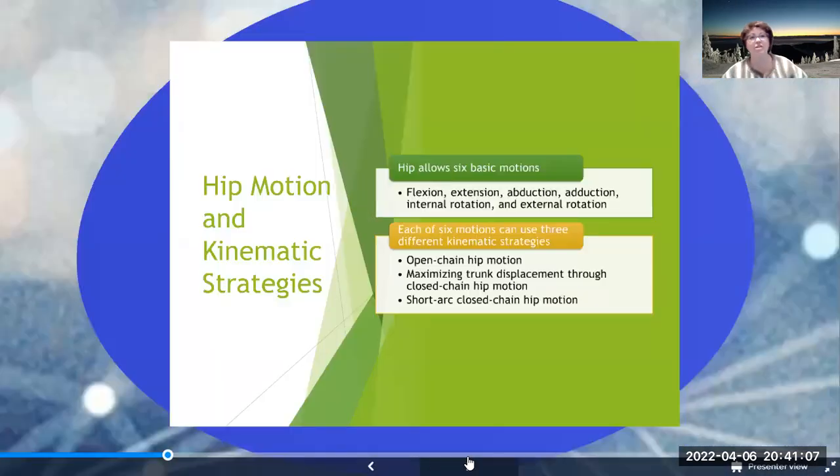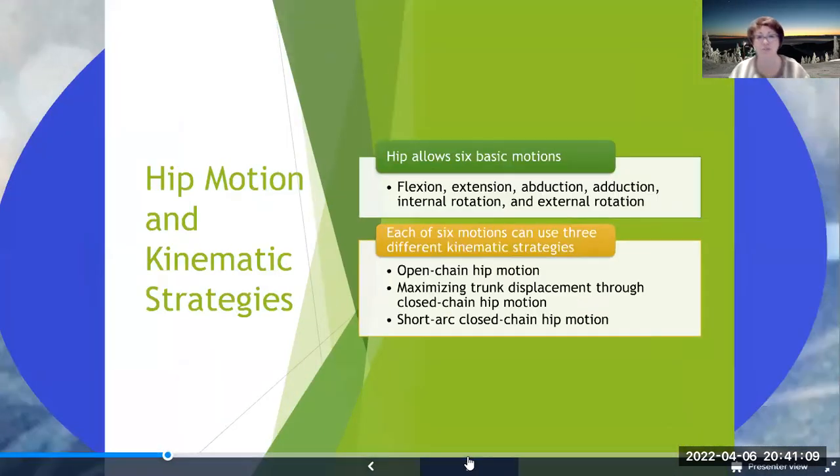When we're talking about hip motions and kinematic strategies, there are 6 basic hip motions: flexion, extension, abduction, adduction, internal rotation, and external rotation. There's also circumduction, which isn't its own movement. It's a combination of flexion, extension, abduction, and adduction, and you get that circular motion. But the 6 basic motions are listed here and in your text, of course.